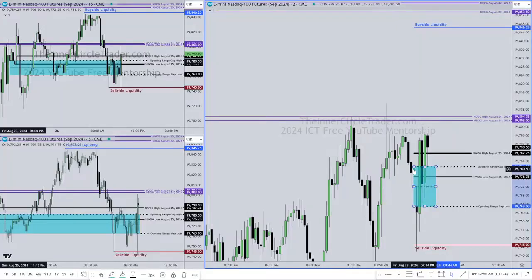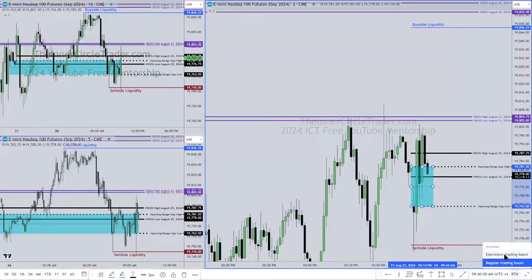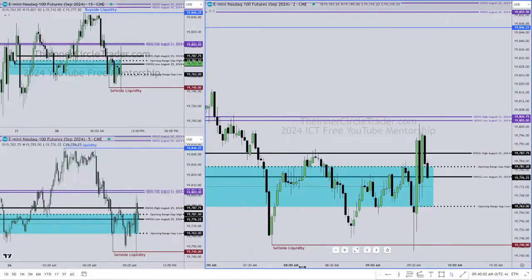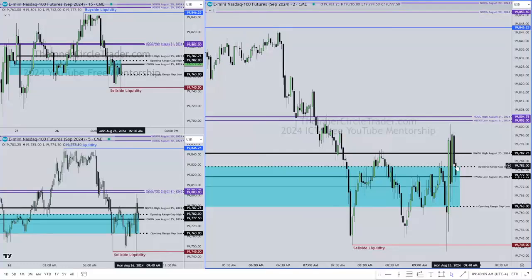So see 4:14 p.m. at the bottom of the chart, 4:14. And then the opening price here today at 9:30. So that's your regular trading hours. So now if we go over to electronic trading hours, trading above, coming back down into the opening range gap.